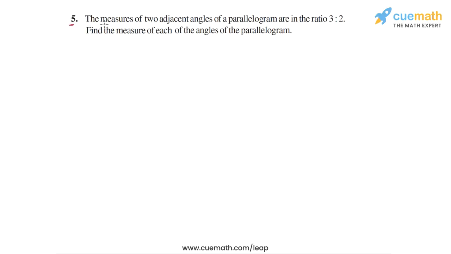In question 5, the problem statement says the measures of two adjacent angles of a parallelogram are in the ratio 3:2. So two adjacent angles of a parallelogram have the ratio 3:2. Find the measure of each of the angles of the parallelogram.